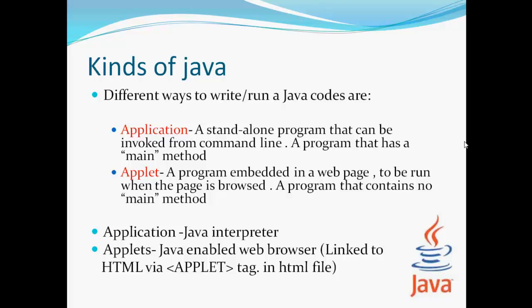Here we are going to talk about different ways to write or run Java code. There are two ways mainly, application and applet. An application is a standalone program that can be invoked from the command line, a program that has a main method, and it differs from an applet because an applet has no main method. An applet is a program embedded in a web page to be run when the page is browsed, and it needs a Java-enabled web browser.